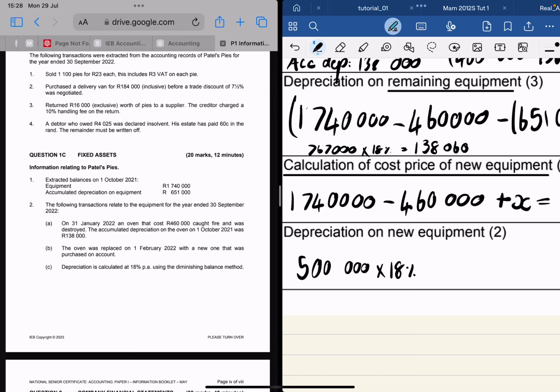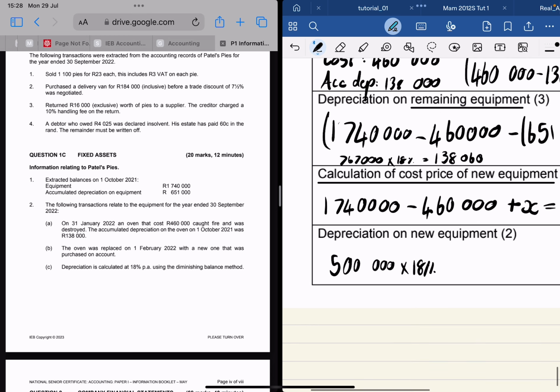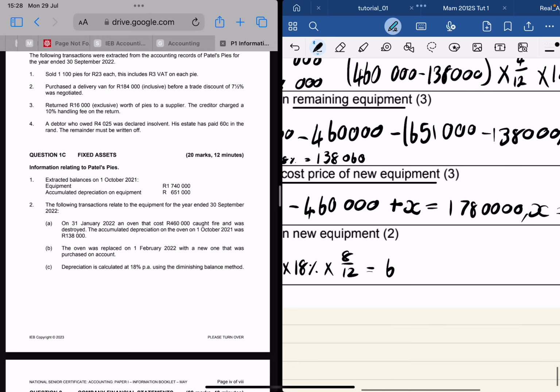February, March, April, May, June, July, August, September. We can't forget about September because it's the 30th of September. So we still have it for the whole month of September. So, oopsies. Times by 8 over 12, right? Put this in my calculator. Times 0.18 times 8 over 12. 60,000. A nice number.